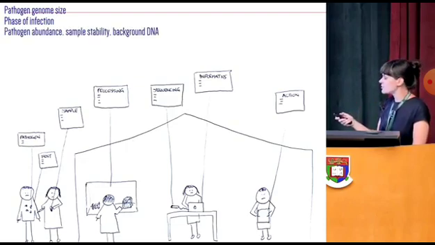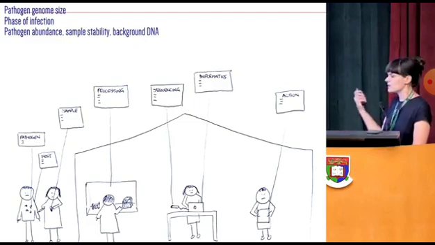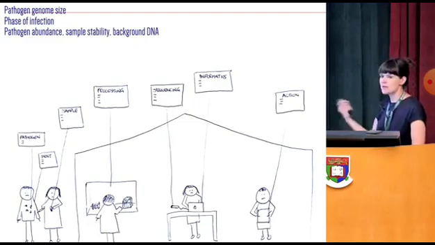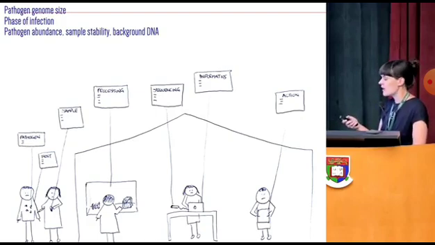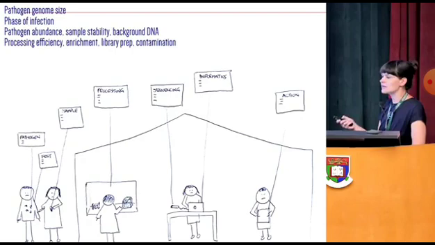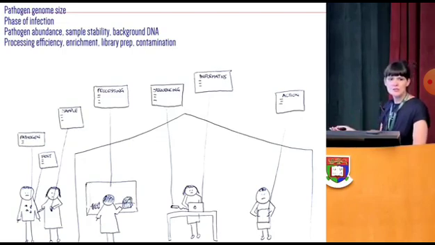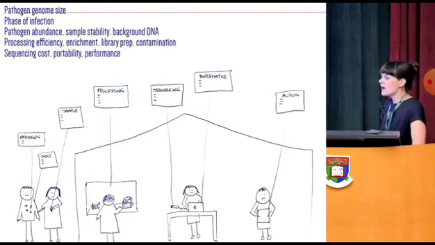Abundance of the pathogen within the sample that you've got. How stable is that sample? Is there other DNA? This is why sequencing from sputum in TB is really difficult. There's all sorts of other stuff kind of drowning out the TB signal. In terms of getting the sample ready to go, do you need to do any enrichment steps? Library prep is a giant pain in the butt. We know that reagents are contaminated all the time.